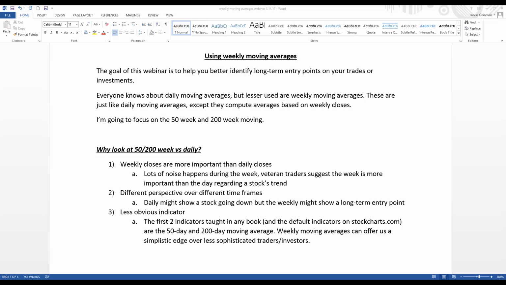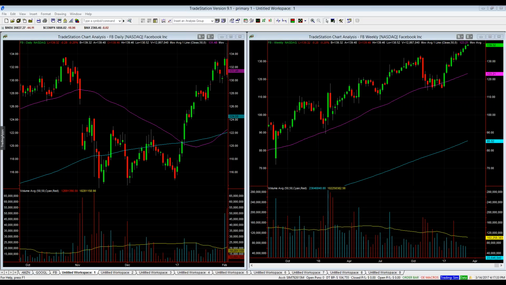So, as usual, the best way to drive this lesson home is with a handful of examples and show you guys where the 50-week and 200-week moving averages did some good things for us as opposed to just relying on the daily.